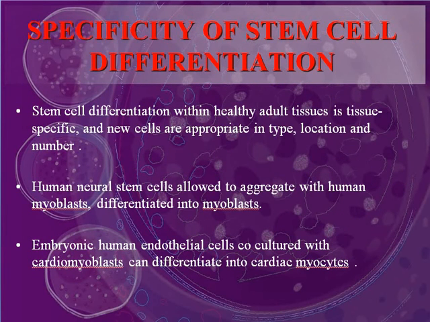Now let us talk about the specificity of stem cell differentiation. Stem cell differentiation within healthy adult tissue is tissue specific, and new cells are appropriate in type, location, and number. Human neural stem cells allowed to aggregate with human myoblasts differentiate into myoblasts. Embryonic human endothelial cells co-cultured with cardiomyoblasts can differentiate into cardiac myocytes.